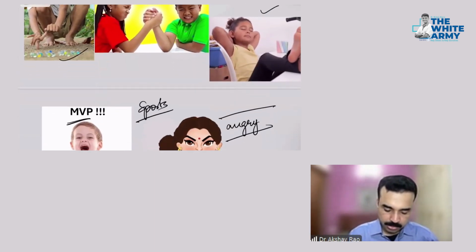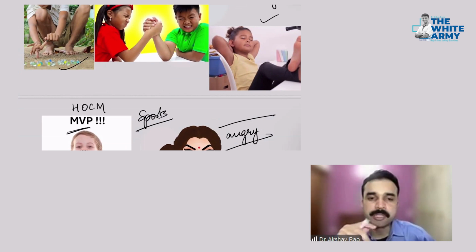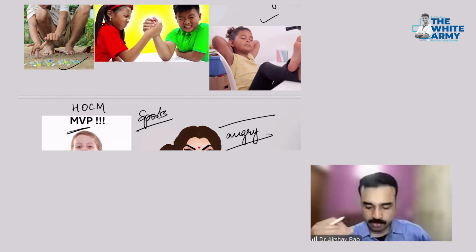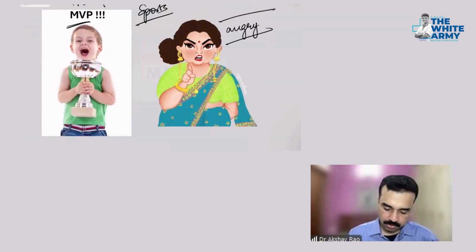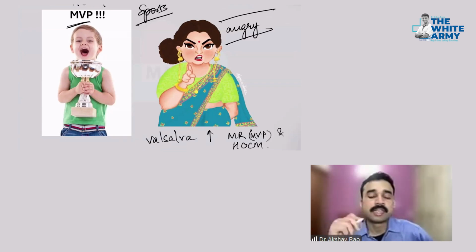Likewise, even in HOCM and MVP, these maneuvers will produce a reduction in the murmur intensity. Please keep these maneuvers in mind. Okay, what will increase the intensity of these murmurs? It will be Valsalva. So the strain phase of Valsalva will increase the murmur intensity, MR of MVP, and HOCM murmurs. Okay, these are unique exceptions.